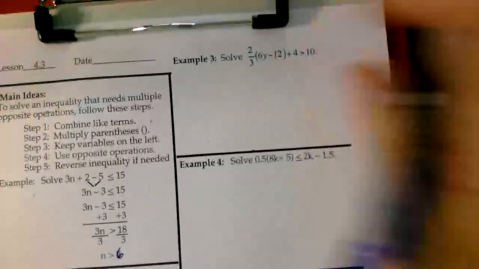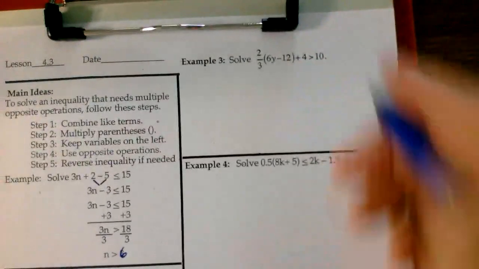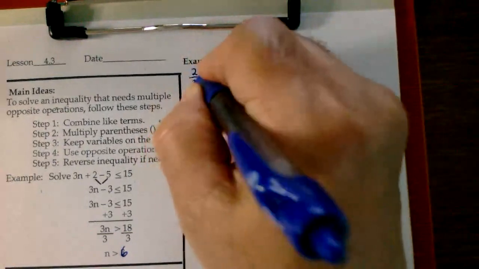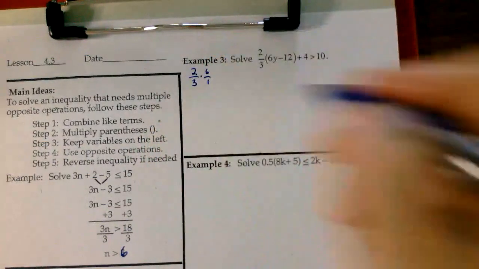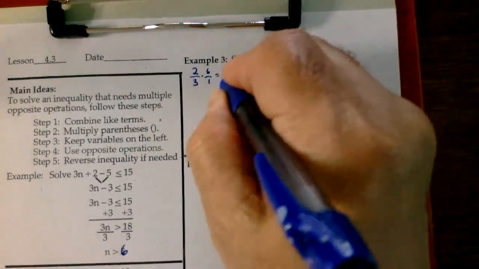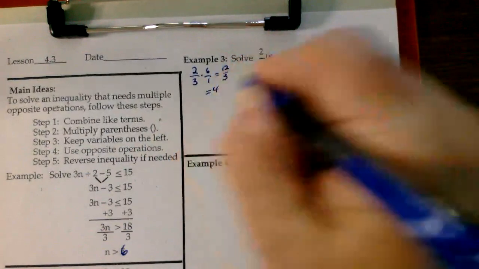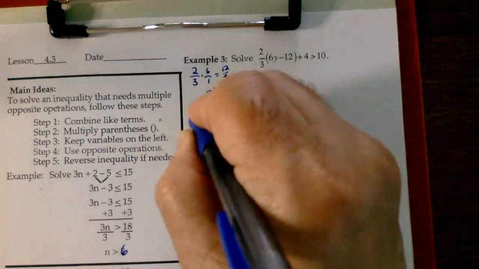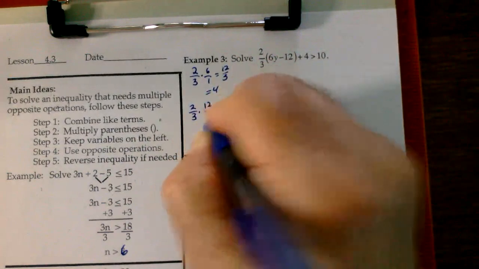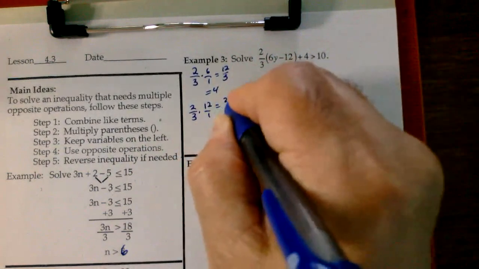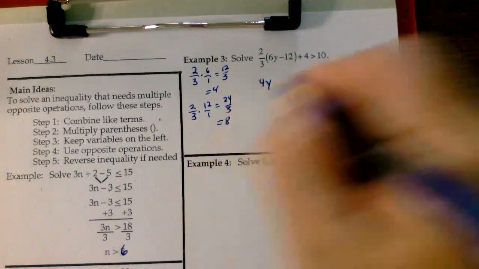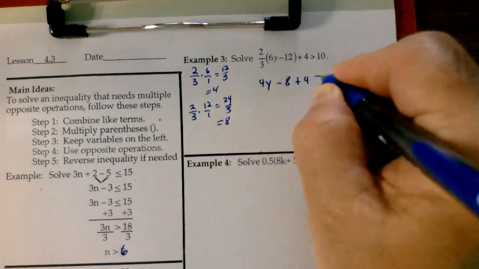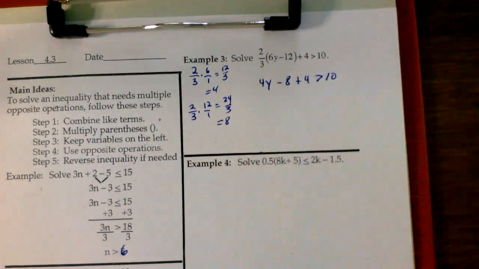Moving on over here, we have more of the same. We have a fraction this time. So I'm going to take 2/3 times 6 over 1 first over here. And you'll notice you got 12 over 3, that's 4. So this is going to be 4y. I want to take 2/3 times 12 over 1. And you're going to get 24 over 3, that's going to be 8. Minus 8. And then plus 4 is greater than 10.